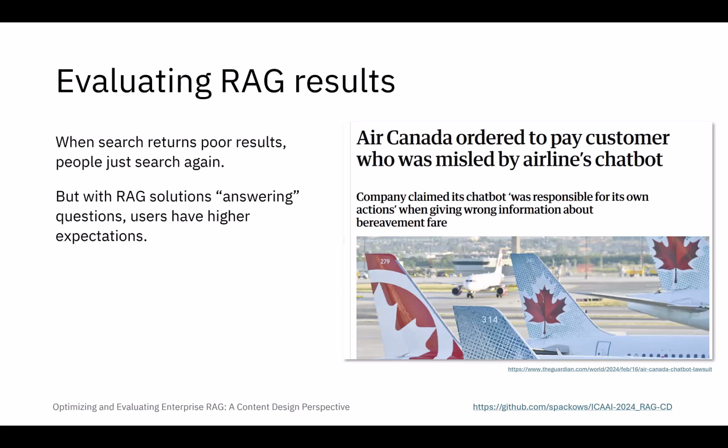Air Canada, for example, had a chatbot on their website, and a customer got some information from that chatbot that turned out to be wrong, and that customer sued Air Canada. And then in the lawsuit, Air Canada kind of said, hey, what are you going to do? Sometimes chatbots just say the wrong thing. But the judge wasn't having it, and Air Canada had to pay the customer. So the stakes are much higher now.